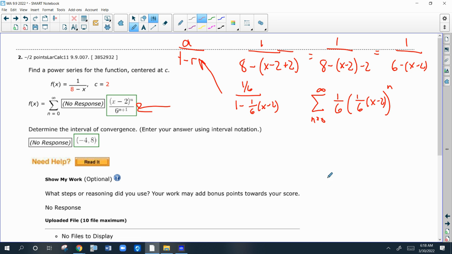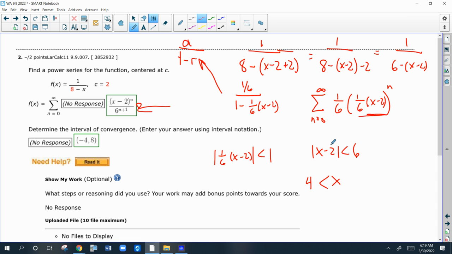But just make sure if you do that, you realize that this whole thing is the radius. So if you want the interval of convergence, you need to make sure that the absolute value of 1/6 times x minus 2, which is the whole ratio, I think I said radius, is less than 1. So x minus 2, absolute value, must be less than 6, which means x has to go from 6 minus 2.